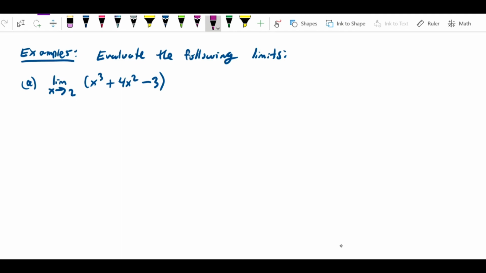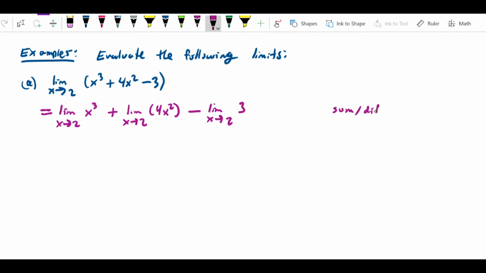So what we know is that by the sum and difference rules, this limit that's given here is going to equal the limit as x approaches 2 of x cubed plus the limit as x approaches 2 of 4x squared, sorry, minus the limit as x approaches 2 of 3. So this is just an application of the sum and difference rules.